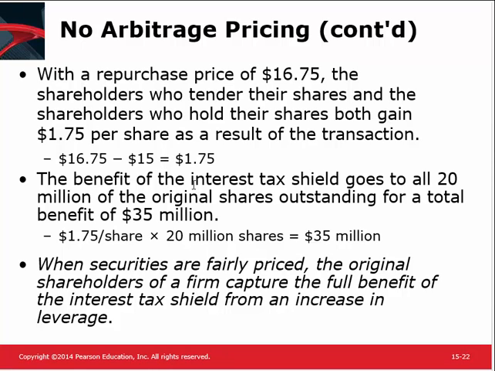$16.75 minus the $15. The benefit of the interest tax shield goes to all 20 million of the original shares outstanding for a total benefit of $35 million. $1.75 times 20 million, that's our $35 million. So when securities are fairly priced, the original shareholders of a firm capture the full benefit of the interest tax shield from an increase in leverage. So again, the original shareholders are all going to gain based on this tax shield.